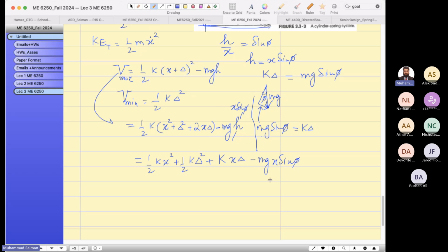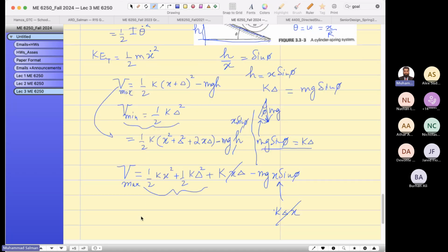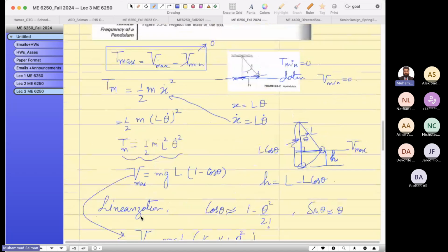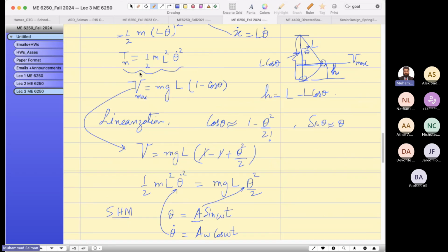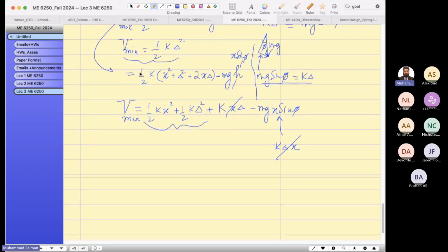mg sine phi, can I write this as k delta x, because we know that mg sine phi equals k delta x. So k delta x is cancelled by this k delta x, and you're left with this. These are the two terms for our Vmax, the maximum potential energy, and Vmin is this one. So we know the formula for the Rayleigh energy method: T max equals V max minus V min.